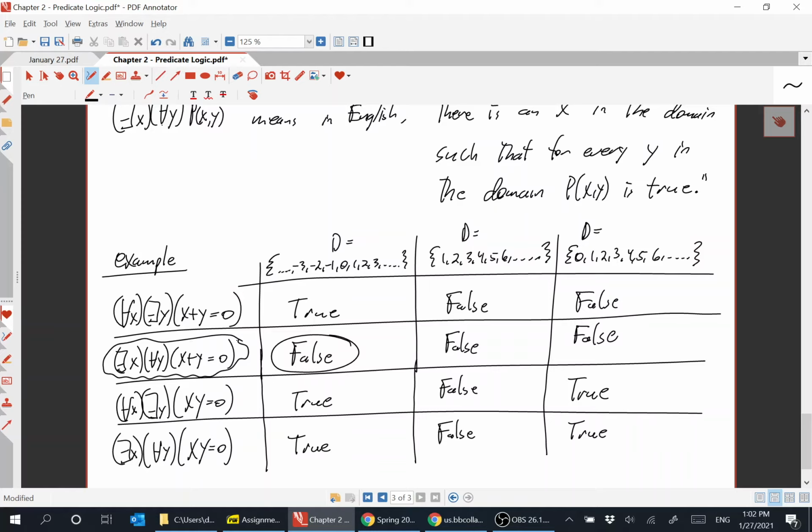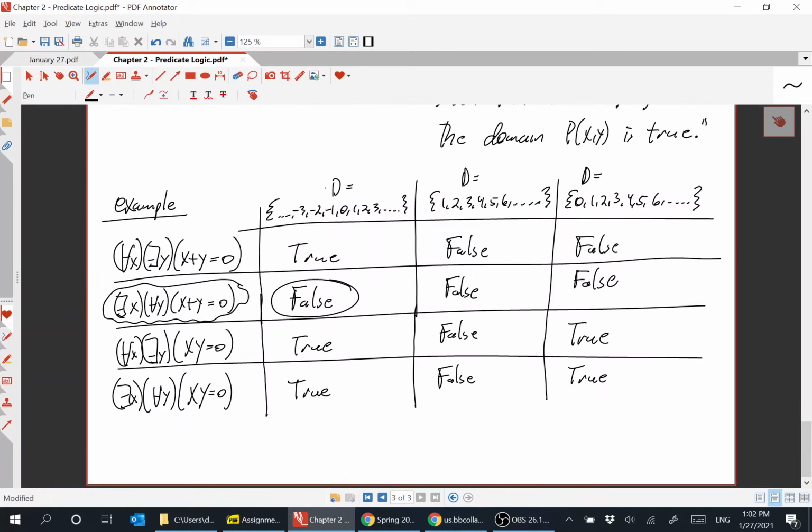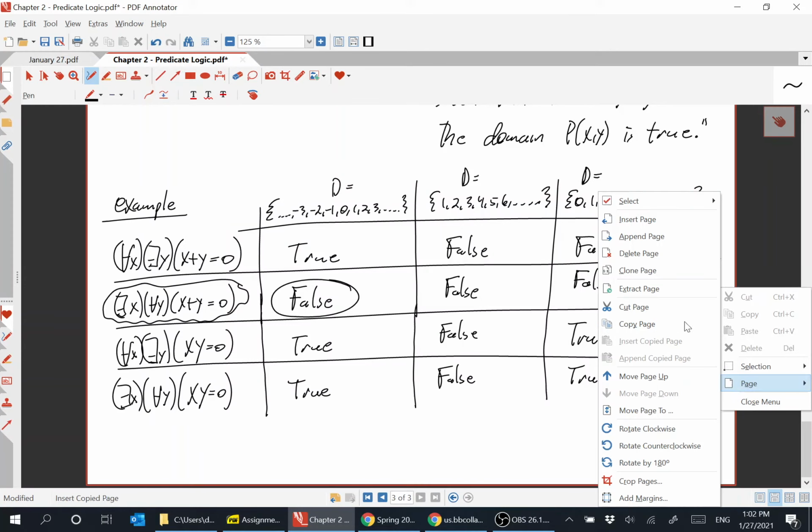There is a domain within the integers that would make this true. There exists one particular x such that for every y, x plus y equals 0. There's one subset D of the integers for which this statement would actually be true. So you want to see what it is?